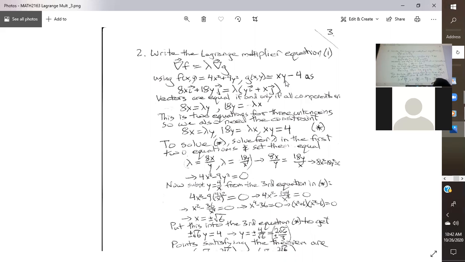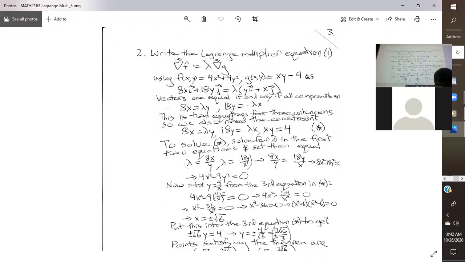Is that one clear? I hope so. We just took the test. You should have all gotten your tests back, by the way. Everybody got their tests. If you didn't, let me know. The gradient of xy minus 4: the partial with respect to x is y, and the partial with respect to y is x, and so you've got y i plus x j, and that all multiplies lambda, the Lagrange multiplier.